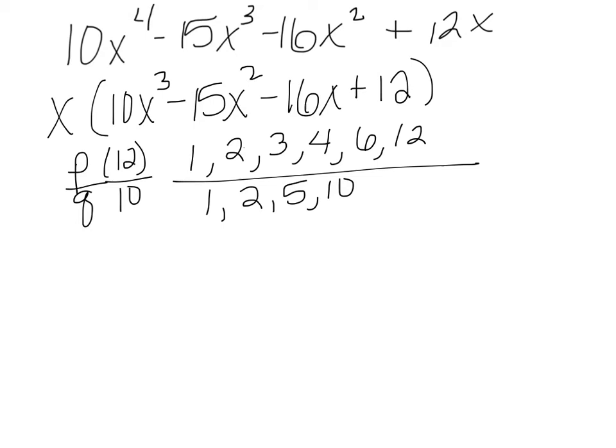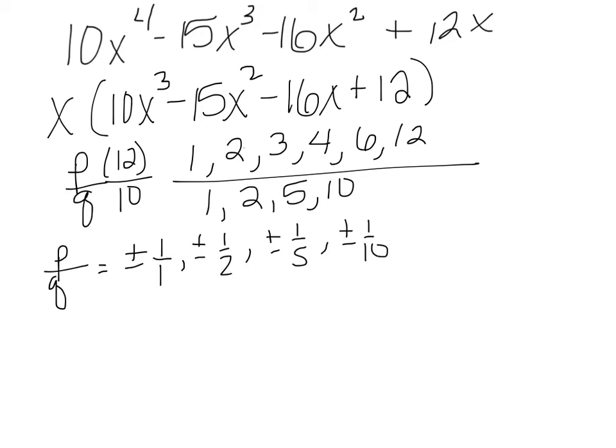Let me give you an example of what this whole list would look like. You could have positive, negative 1 over 1, positive, negative 1 over 2, positive, negative 1 over 5, positive, negative 1 over 10. And then I move on to the 2. I could have positive, negative 2 over 1, positive, negative 2 over 2, and so on, and so on. So it makes a very long list of possibilities.